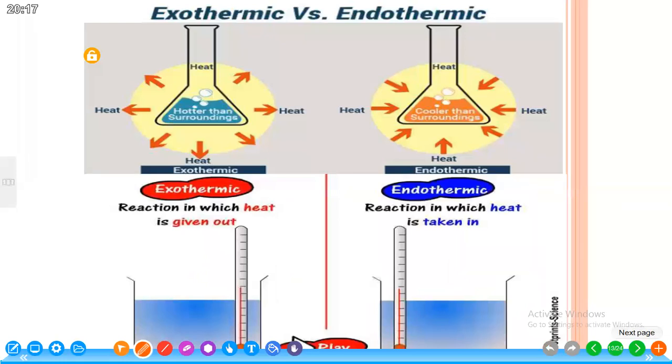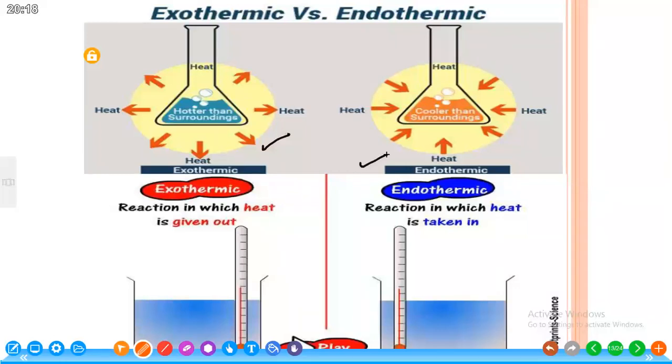And next one, exothermic versus endothermic: how do we feel that with our skin? If we hold a conical flask with chemicals in it while a chemical reaction occurs, and we feel it hotter on our skin, we conclude that an exothermic reaction is occurring in it. And if we feel it cooler than the surroundings, we think that it is an endothermic reaction.